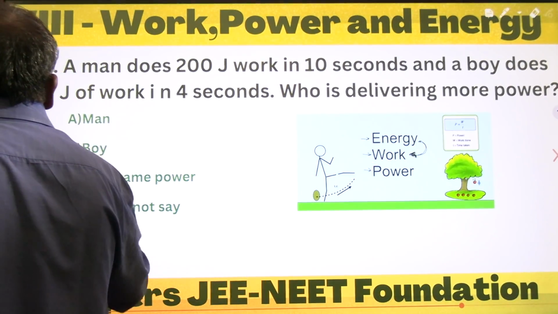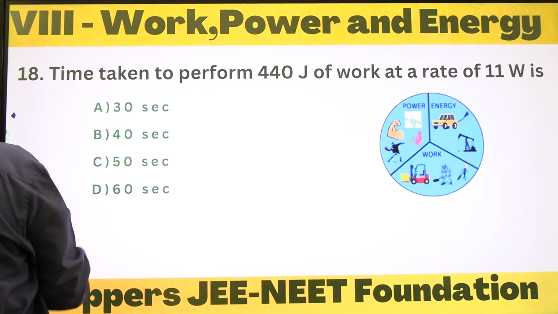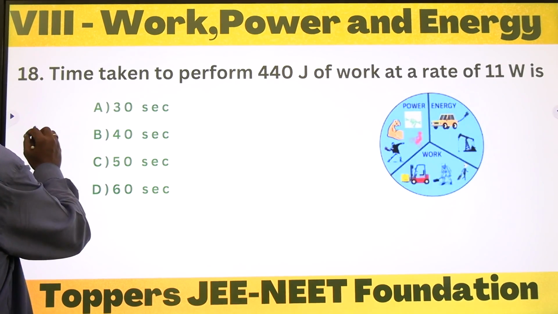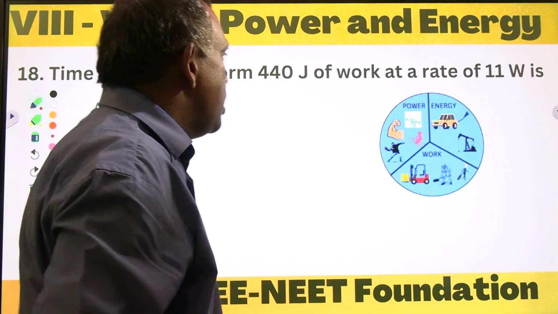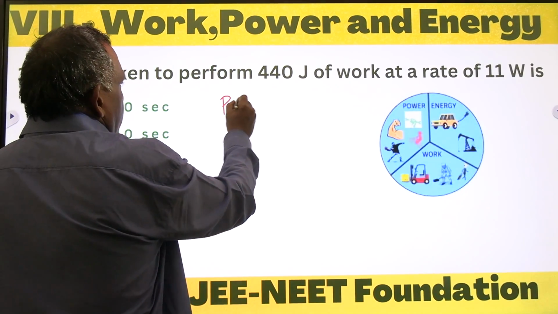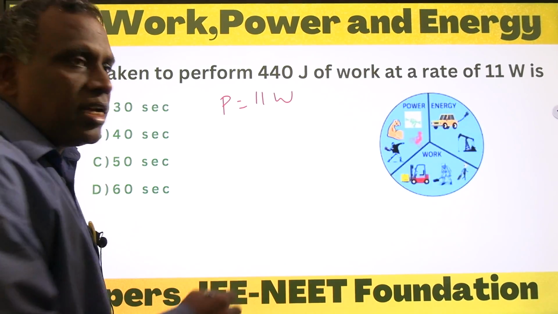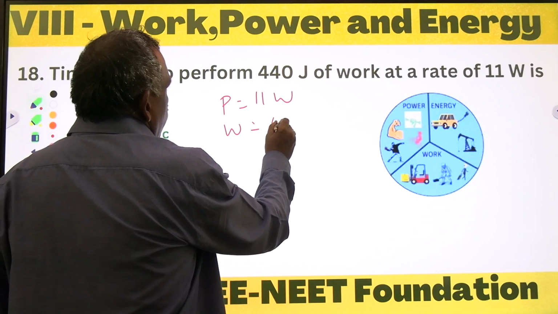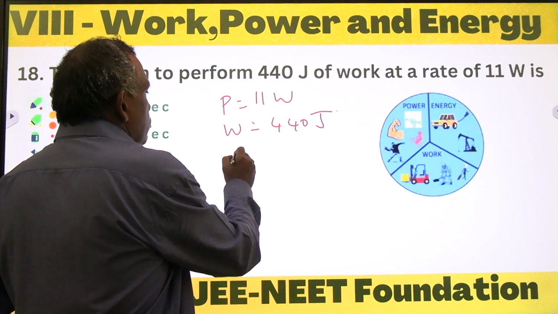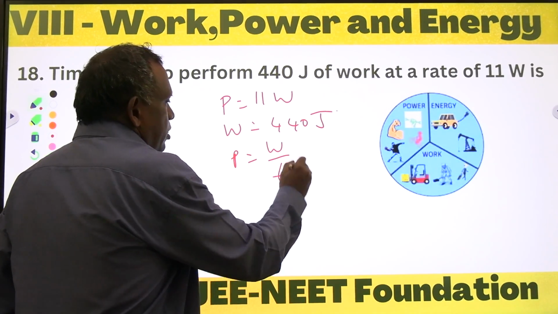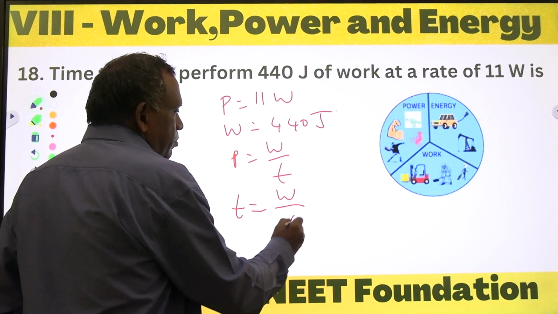Next question: time taken to perform 440 joules of work at the rate of 11 watts. See, the power is given, power is equal to 11 watts. The work is given, it is 440 joules. We know the formula, power is equal to work upon time. Then time is equal to work upon power.